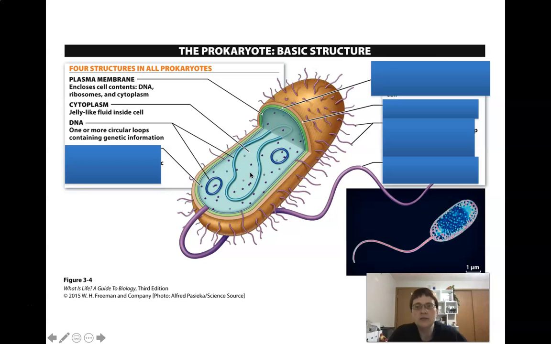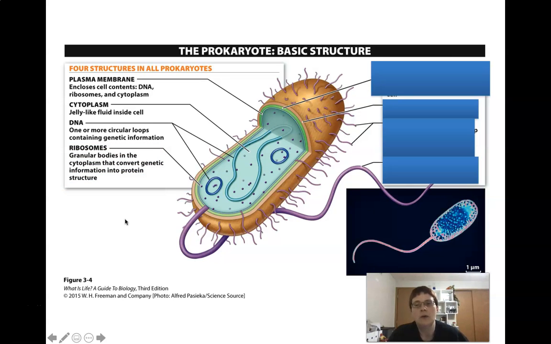So we've got plasma membrane, we've got cytoplasm, we've got DNA in circular loops. And so far, all of this stuff is material that we're going to find in all prokaryotes. We're going to find them in eukaryotes as well. We'll see that there's a difference in how the DNA looks, but we're still going to find DNA, the genetic material, like we found out about in the nucleic acid section.